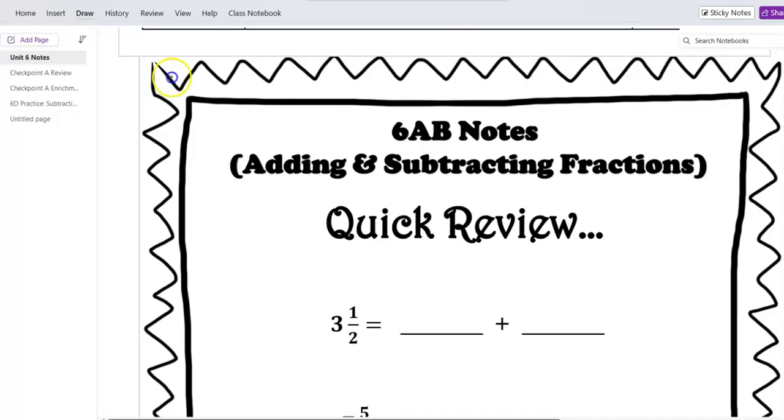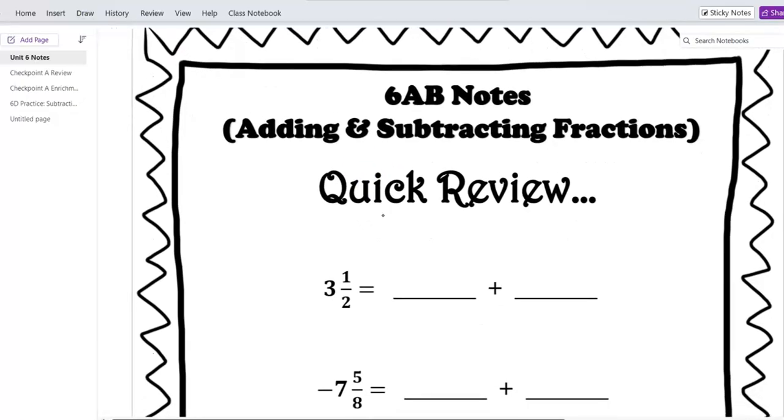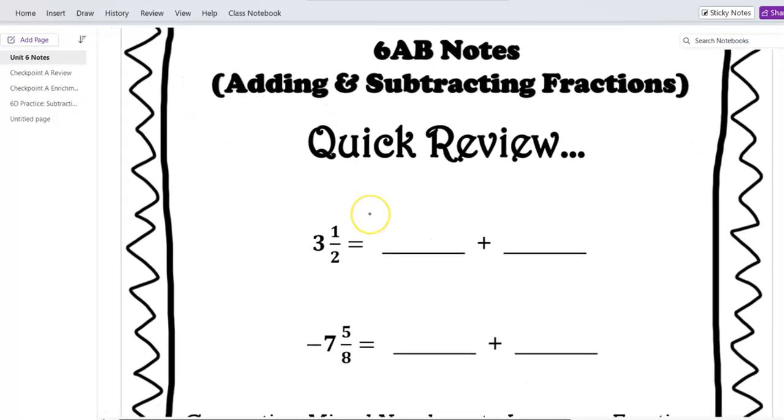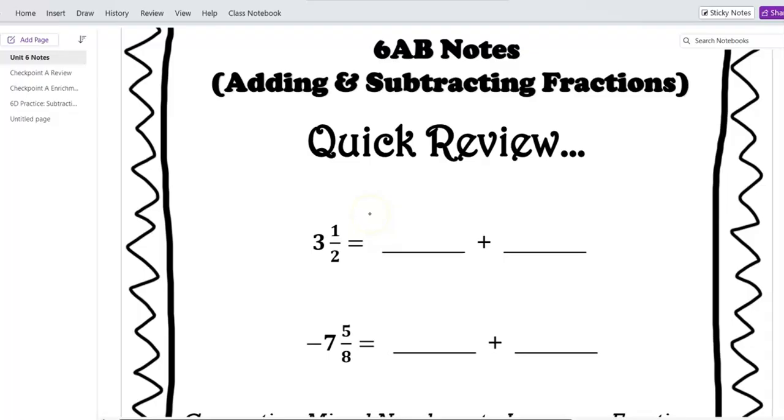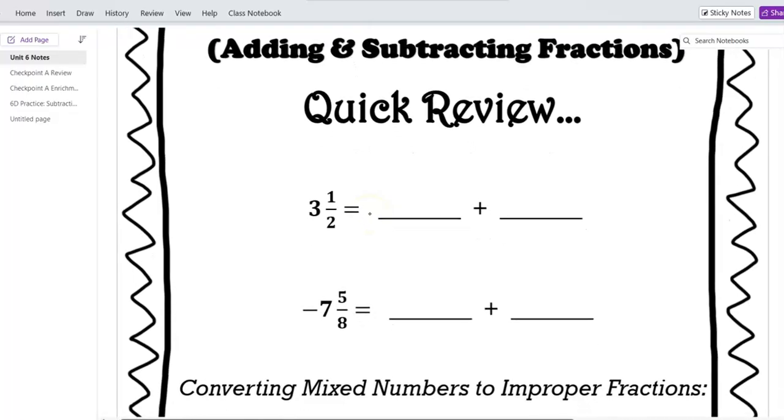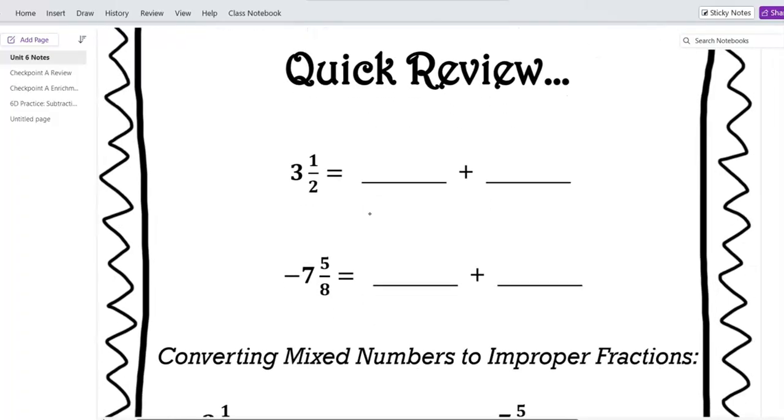What we're going to be going through today is our adding and subtracting fractions notes, which should hopefully be review for us because you guys did this last year, and I believe you got some work with it the year prior as well, but definitely last year. So just a little quick review.